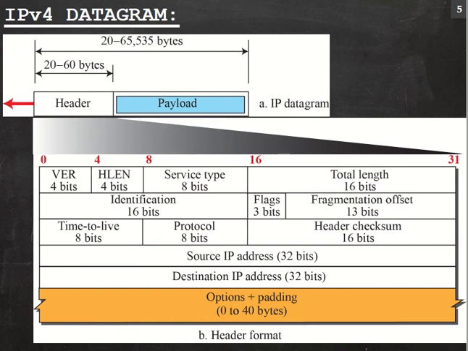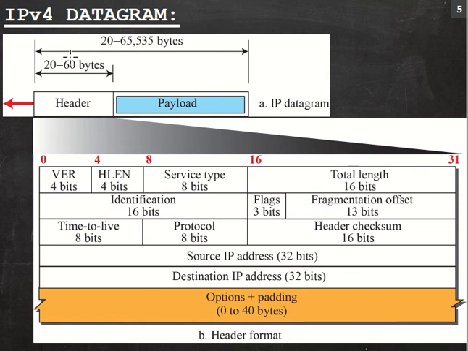Let us move on to the format of an IPv4 datagram. The data or the packet which is used in IP is called a datagram. This is the slide which shows the format of an IPv4 datagram. We can see the packet consists of a header as well as a payload. Payload is the data which the network layer receives from the transport layer. So that is the actual data, and that we call the payload.